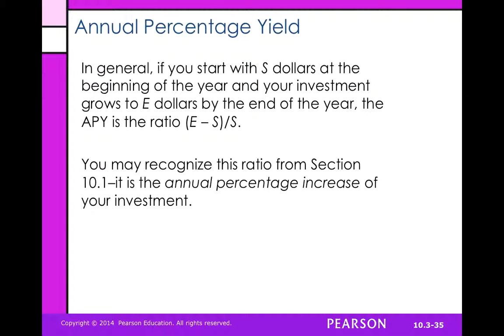Yeah, so in general, if you start with S dollars at the beginning of the year and your investment grows to E dollars, the APY is the fraction E minus S, which represents your profit, divided by the size of the original investment. And this we've already seen in section 10.1. In some sense, it's the annual percentage increase of your investment.